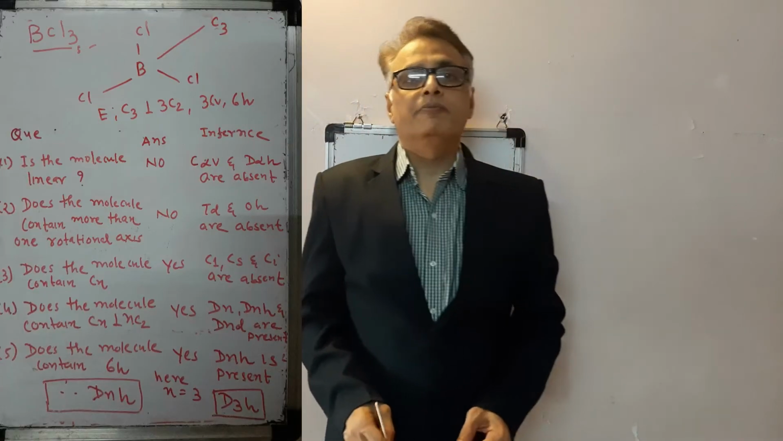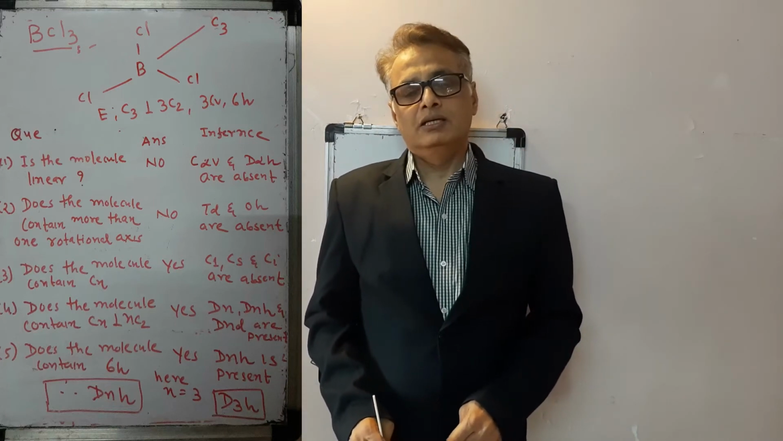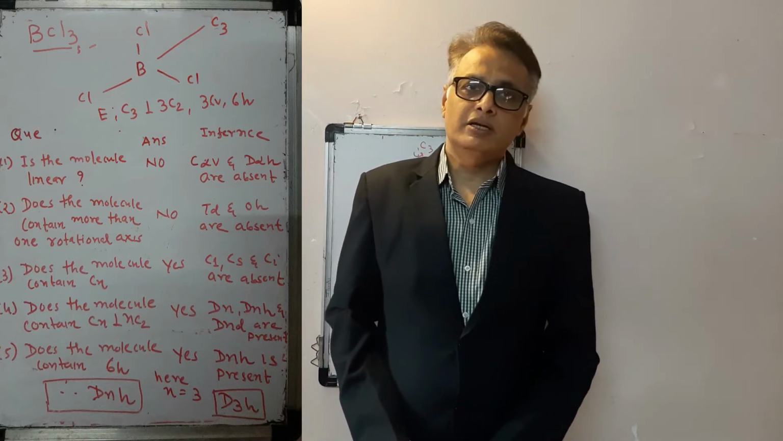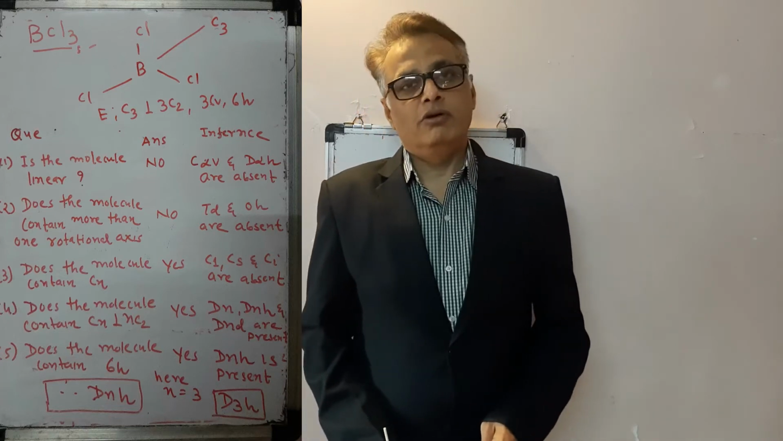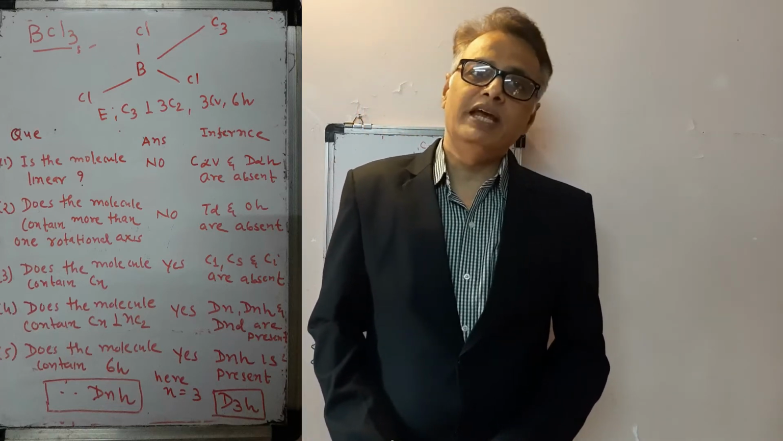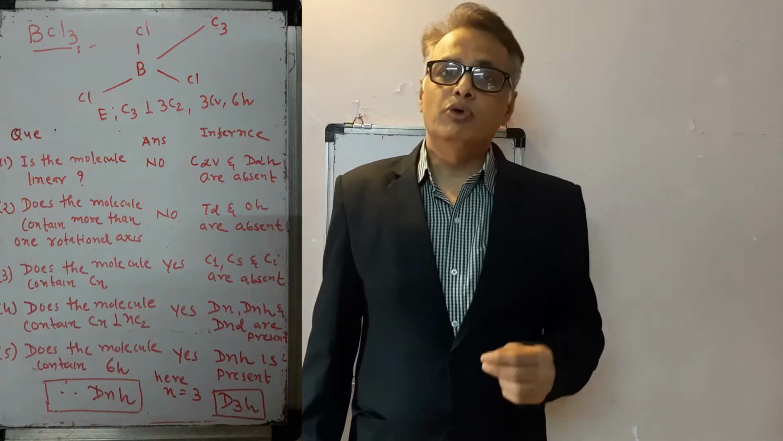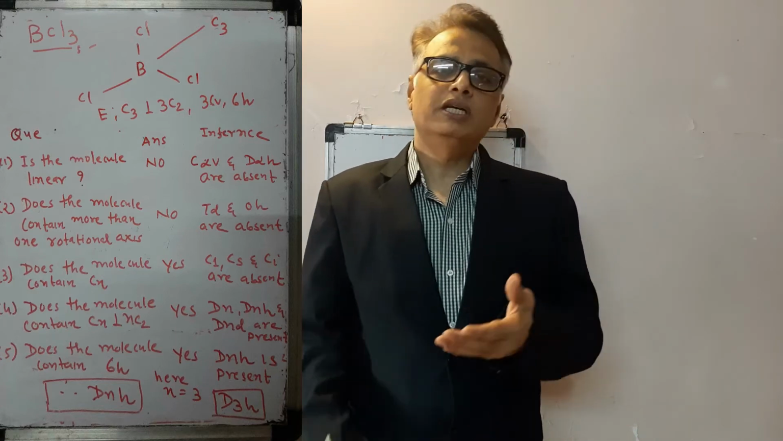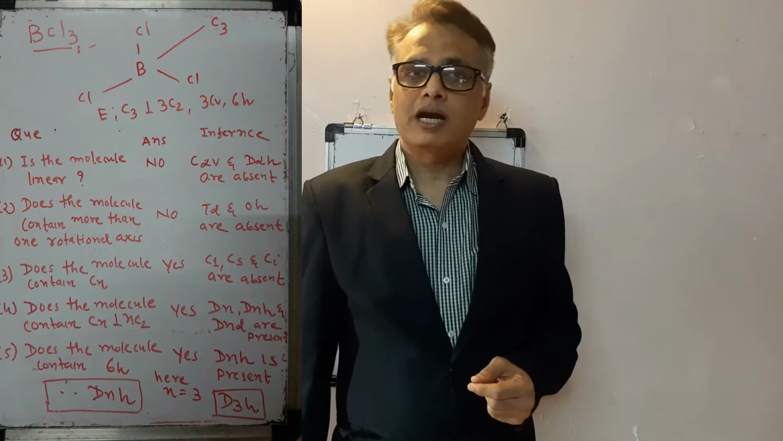Now we are going to ask questions in this manner. We make 3 columns: question, answer and inference. First question: is the molecule linear? It has a trigonal planar structure, and therefore the answer is no. That means C infinity v and D infinity h are absent. Second question: does the molecule contain more than one rotational axis? Answer is no, because it contains only a C3 axis, and therefore tetrahedral and octahedral are absent.